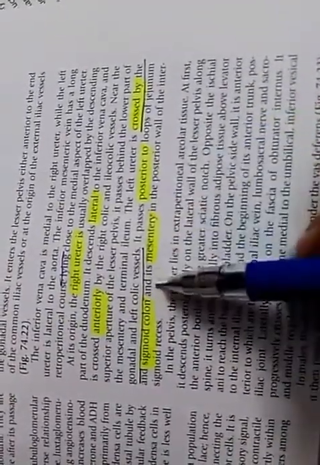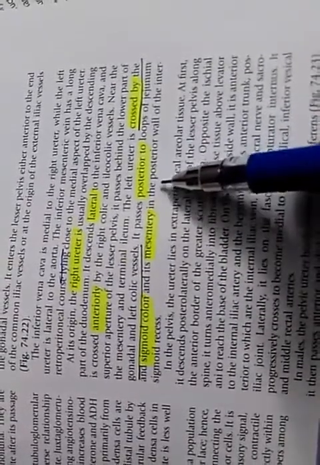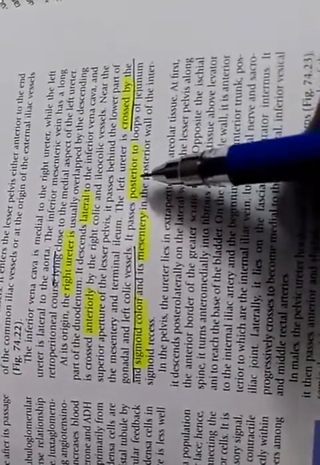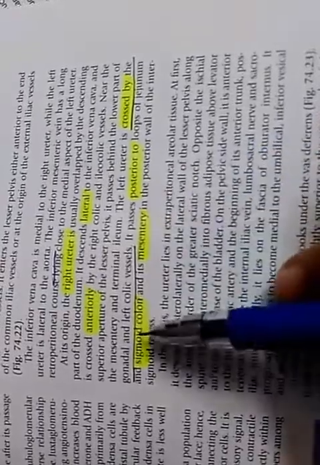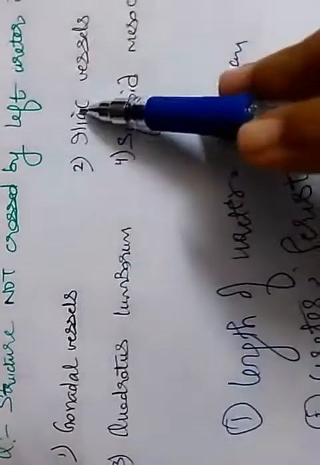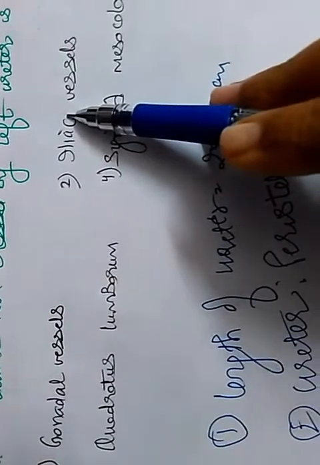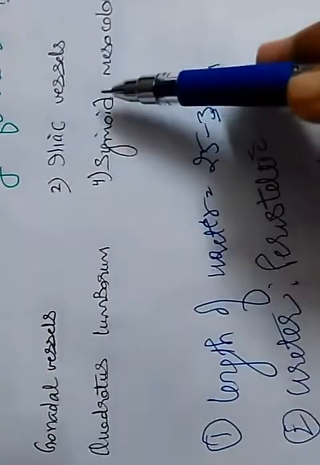So as we can see, this ureter also crosses the sigmoid colon. As our question was, structure not crossed by left ureter: gonadal vessels are crossing it, iliac vessels are crossed by ureter, and also the left ureter is crossing sigmoid mesocolon. So answer should be quadratus lumborum. Okay.